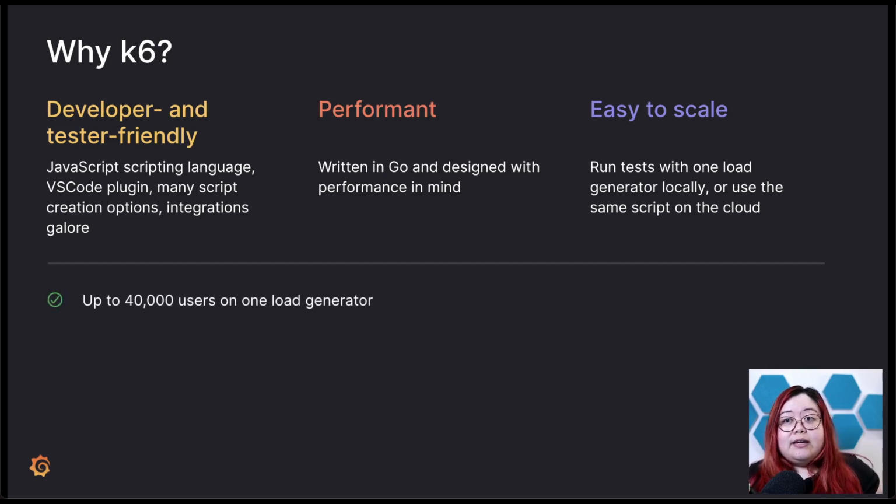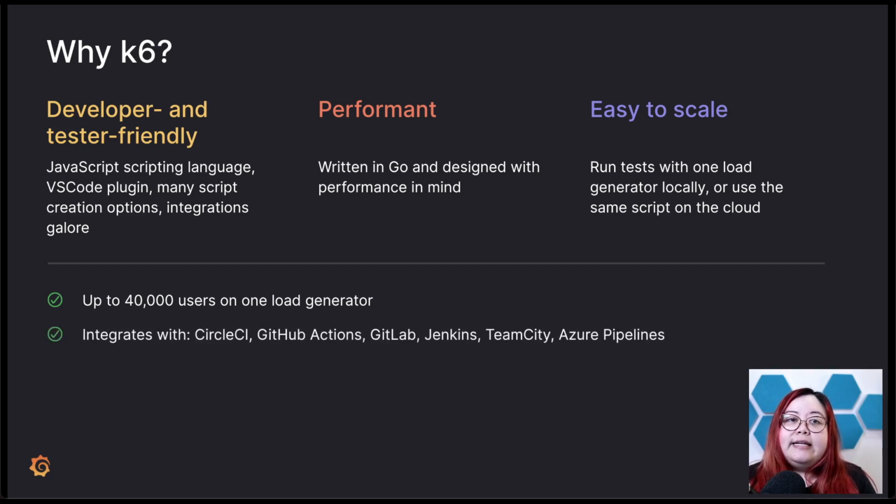Other cool things about K6. You can run up to 40,000 users on one load generator. So our CTO, Powell, tested this and was blown away when I found out. Obviously, this is dependent on the script and the application that you're testing, but just the fact that this is possible is pretty amazing. K6 integrates with a bunch of tools for CI/CD, APM, notifications, alerting, etc.